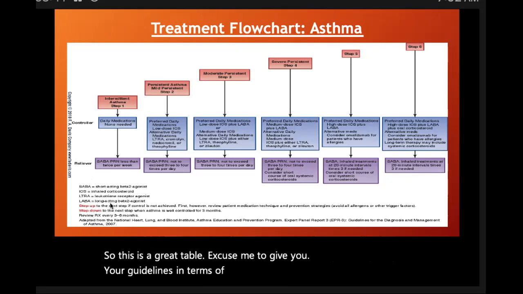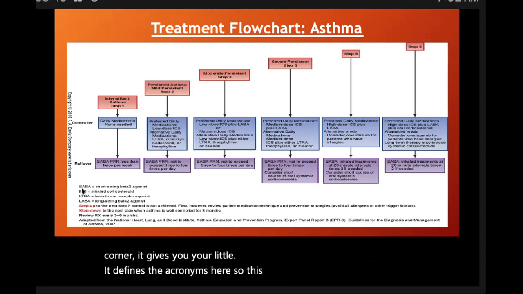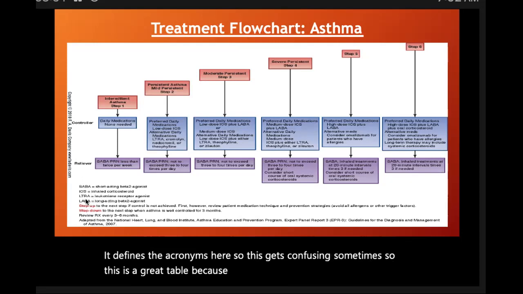And down here in the left corner, it defines the acronyms here. So this gets confusing sometimes. So this is a great table because you can see SABA versus LABA and how they break it down.